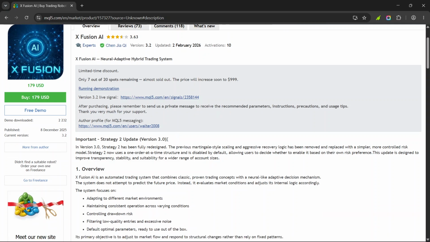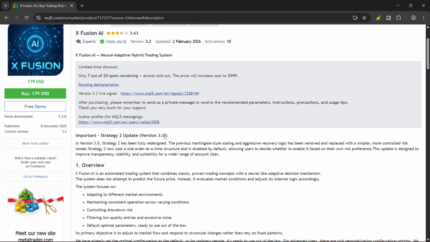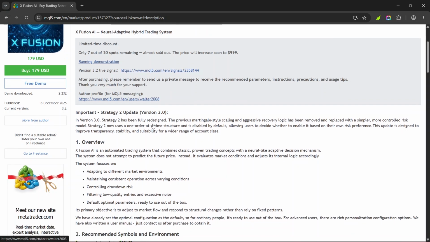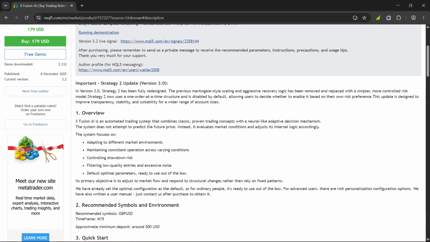Now let's start by walking through exactly what the developer is claiming on the product page, because that's what most people see first. They call it a neural adaptive hybrid trading system. The core idea, according to them, is that it doesn't try to predict the future price. Instead, it evaluates current market conditions and adjusts its internal logic on the fly. I'm talking about distinguishing between trending, ranging, and high volatility environments and shifting the weight of different components accordingly.